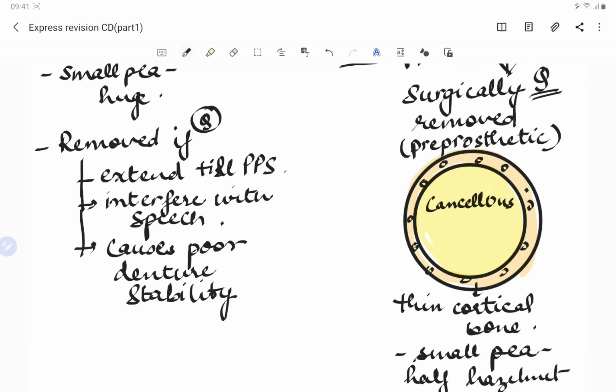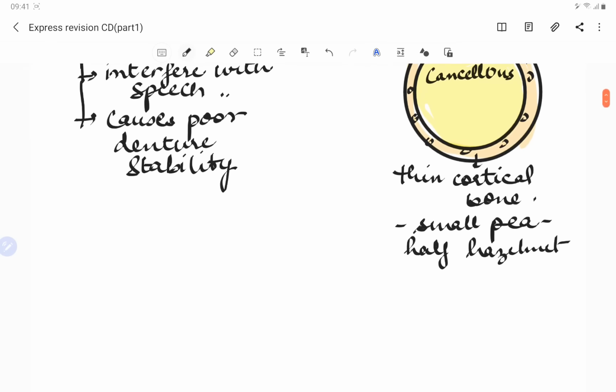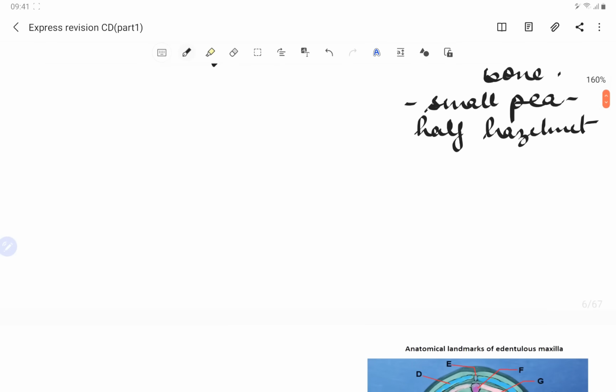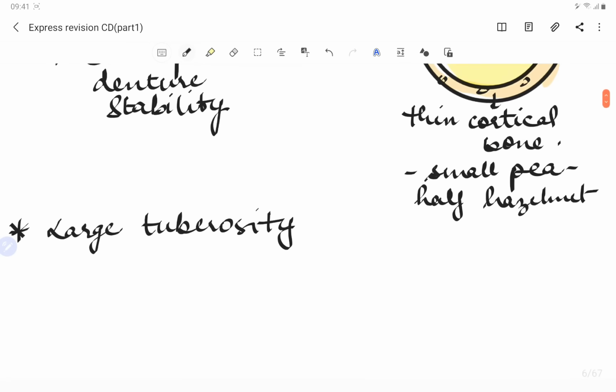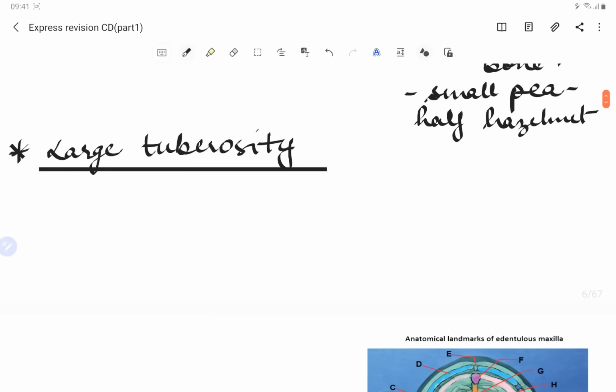So you have to remove it surgically if it is extending till the PPS, if it is interfering with the speech, or if it is causing the poor denture stability. If we talk about large tuberosities, if they are present, when should they be removed and when will they act as the primary stability, primary support to the maxilla? So we have got two cases, right?